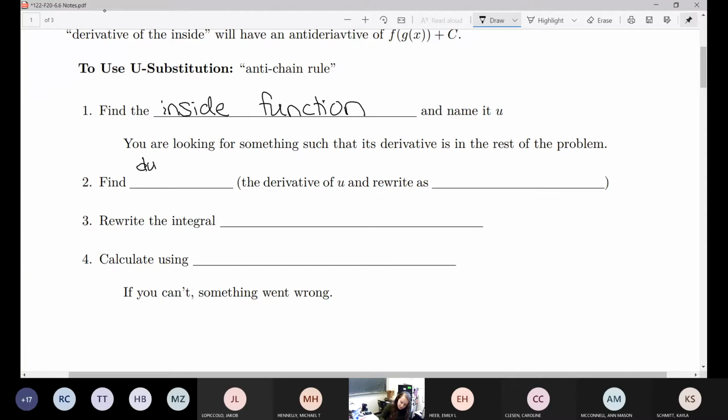You're going to find the derivative of that U. So whatever you name U, you're going to take its derivative, and we're just going to rewrite it like this. Now, it's almost like we're taking this dx and bringing it over to the other side. That's not quite what's happening. It's much more complicated than that. It's technically a differential and fancy stuff. But for the sake of our sanity, you can think of it as swinging that dx over to the other side. And the reason we're going to do all that is we're going to end up rewriting an integral in terms of U.